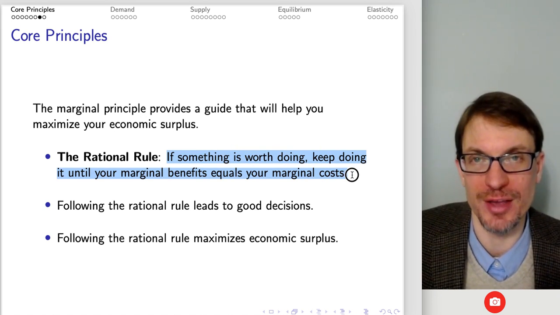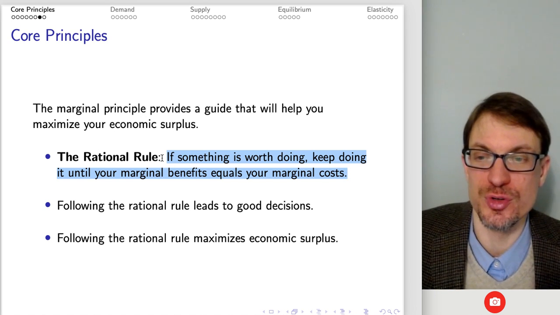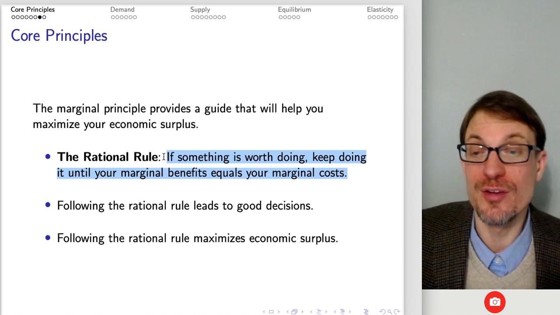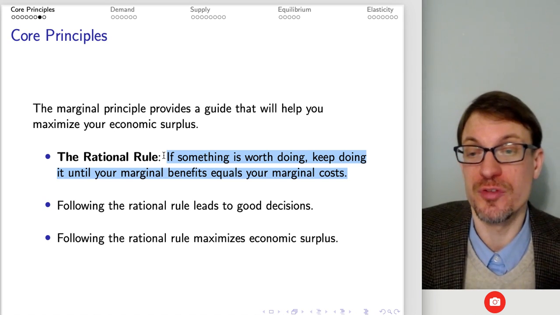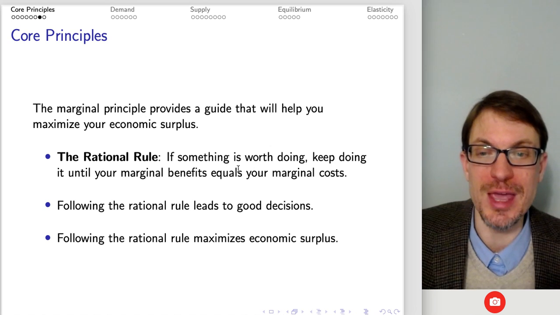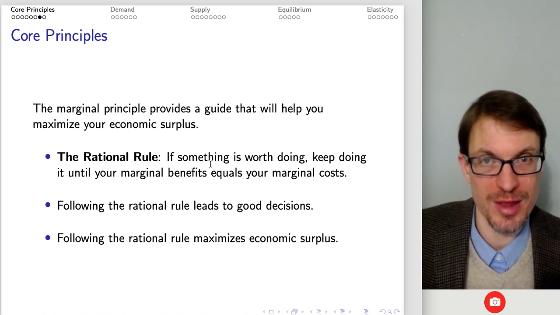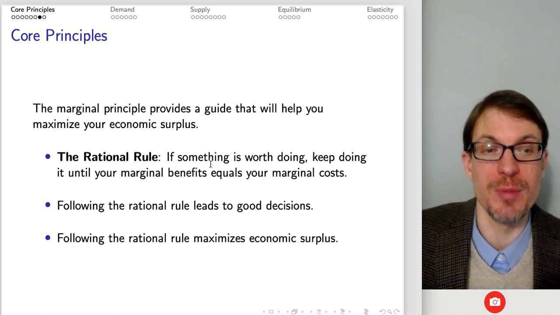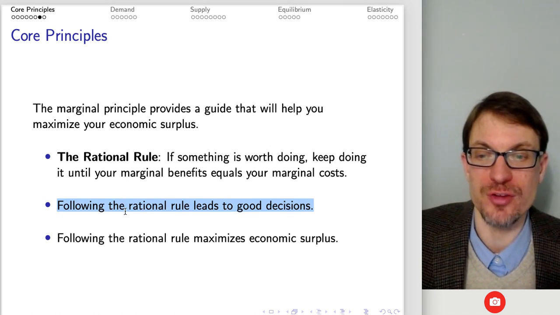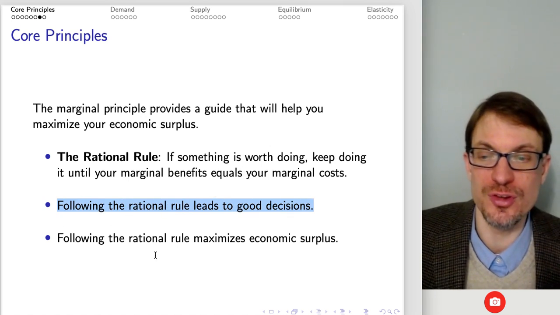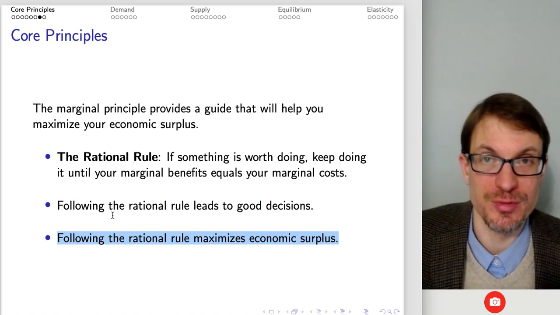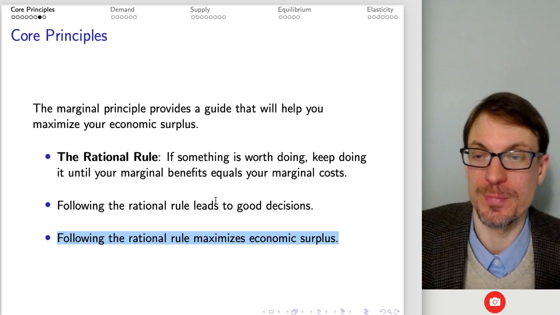That's where you're optimizing. And indeed, we've got a rational rule for everything. We've got a rational rule for buyers, for sellers, for employers, for employees, for society. There's a wide variety of rational rules, and it's basically just breaking down the incremental decision into comparing marginal benefit versus marginal cost. But the basic idea is if you follow the rational rule, this gives us good decisions, and it actually maximizes economic surplus. If we're talking from the perspective of a firm, it would maximize profits.